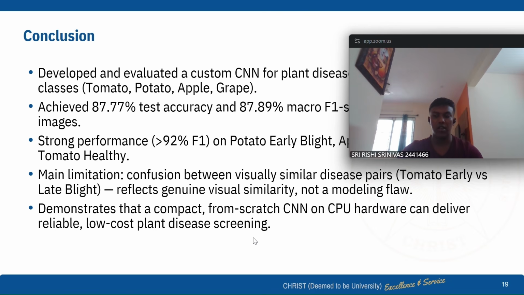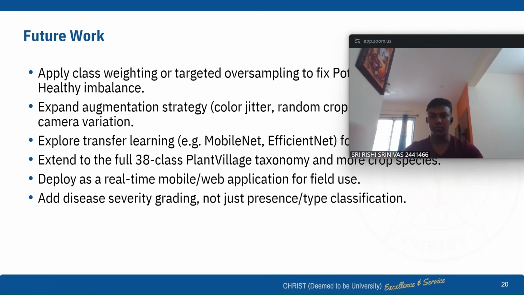Overall, our results show that even a relatively compact CNN trained from scratch on CPU hardware can provide a useful baseline for plant disease screening.